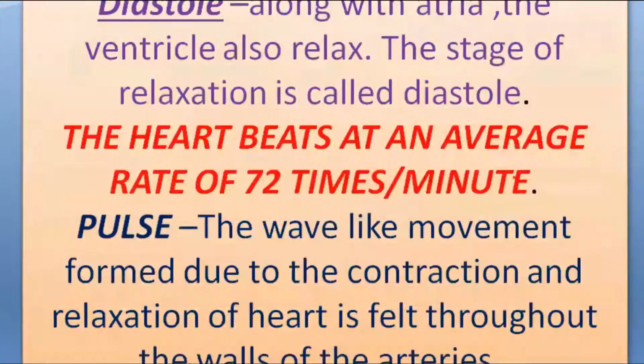Now what about the diastole? Along with the atria, the ventricles also relax. The stage of relaxation is called diastole. What about the average rate of heartbeat? That is 72 times per minute.